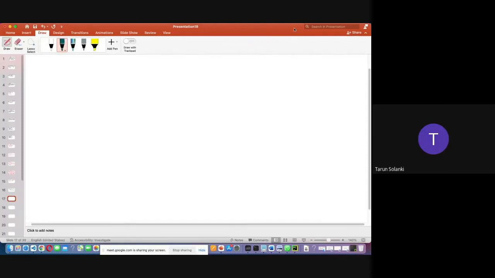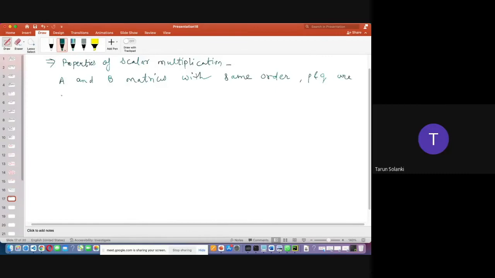Okay, so let me write properties of scalar multiplication. If A and B are matrices with the same order and P and Q are any two scalars, then P of A plus B is P of A plus P of B.